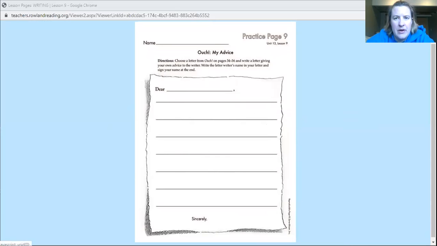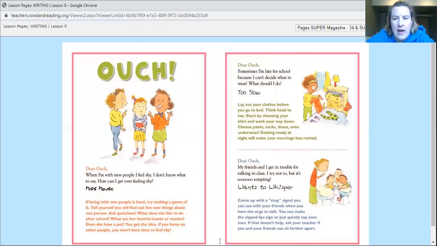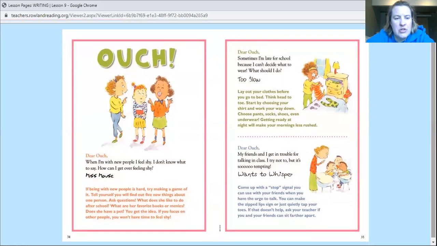I'm going to pull mine up here. Okay. And I'm going to go back here. So let's look at the first one. It says, Dear Ouch, when I'm with new people, I feel shy. I don't know what to say. How can I get over feeling shy? Miss Mouse.